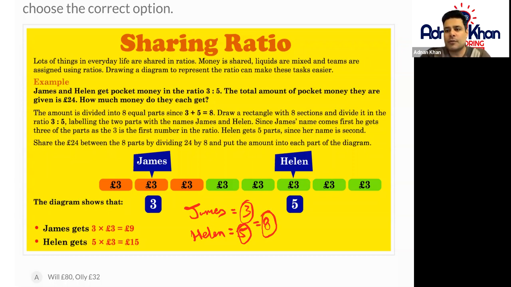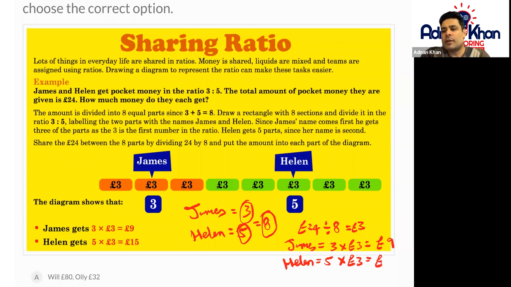So because we have £24, we will now do £24 divided by 8, which gives us the answer £3. Now £3 per ratio. Now, because James's number is 3, we will just do James 3 times £3, which will give us £9 altogether. And because Helen's ratio is 5, we will do 5 parts of the ratio multiplied by £3 again, and that will give us a total of £15.